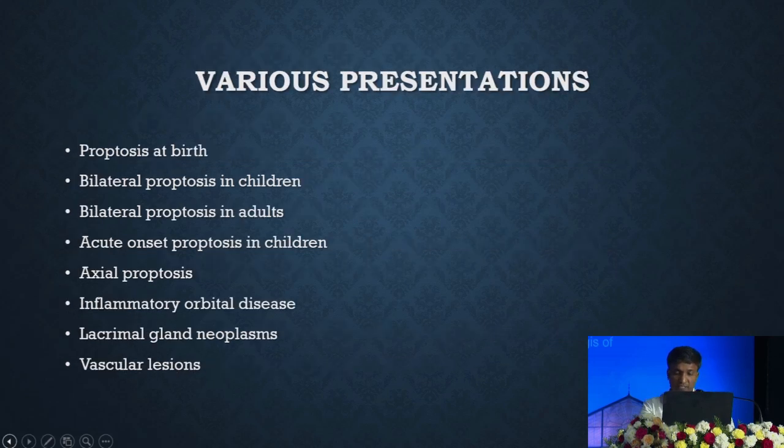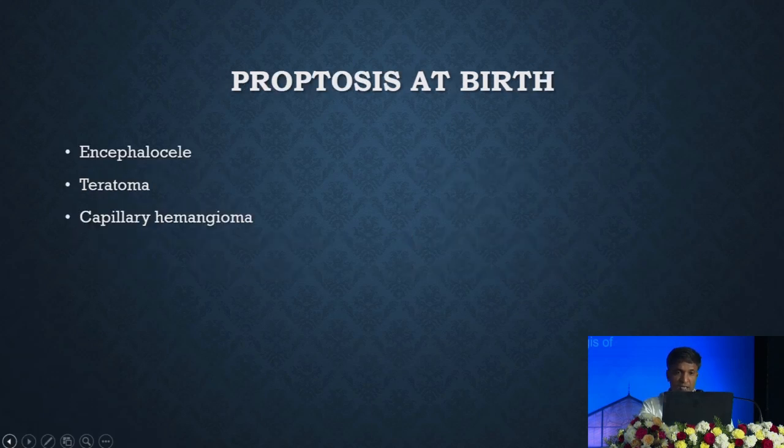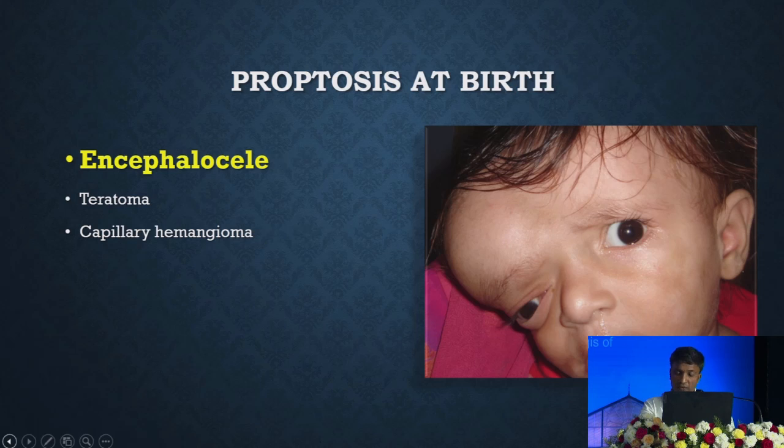So the various presentations could be like bilateral proptosis. The examples in adults are thyroid eye disease, lymphoproliferative disease, cavernous sinus thrombosis. In children, the most common ones are leukemia, neuroblastoma, orbital cellulitis in a later stage. And coming to some of the examples for proptosis at birth, we have encephalocele.